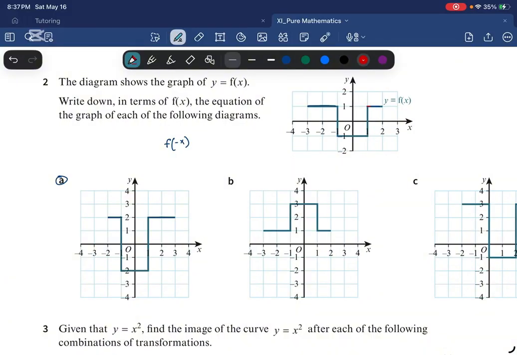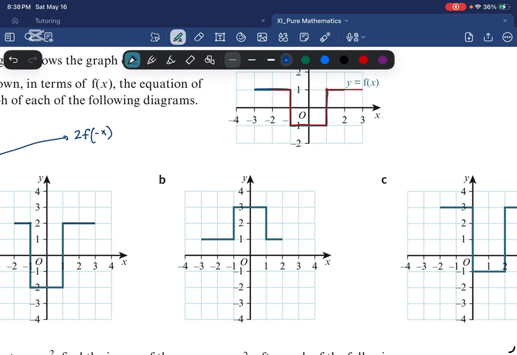So let me just draw it. If you flip the graph over the y-axis, you're going to get the red graph, right? And basically the graph we have here is the red graph that I have drawn here, multiplied by 2, right? Because all the output values have been multiplied by 2. So A is going to be this. So you flip over the y-axis and you multiply your output values by 2. So it's going to be 2 f of minus x. And you just have to check how your output values have changed.